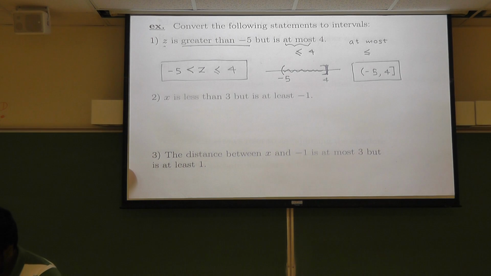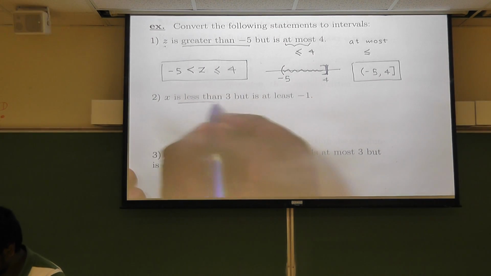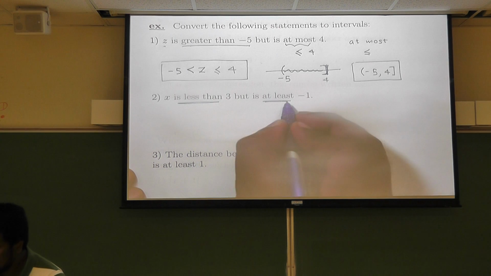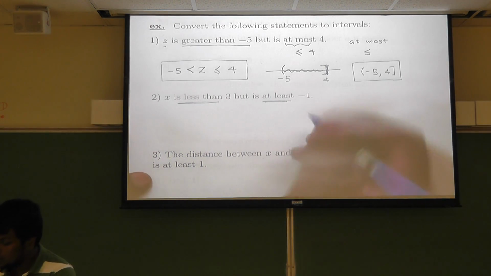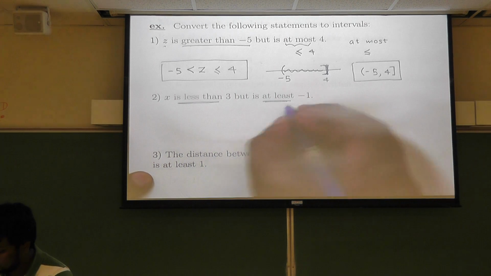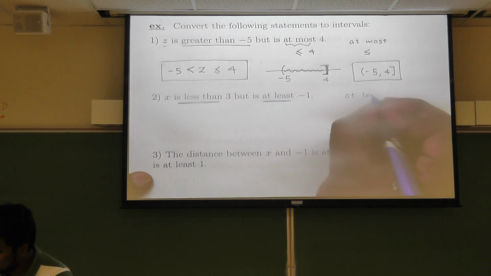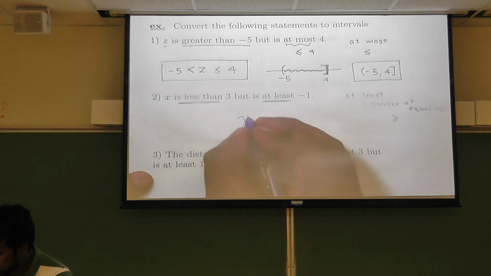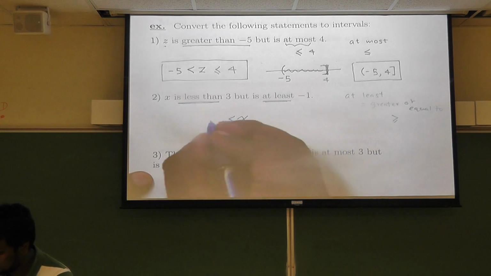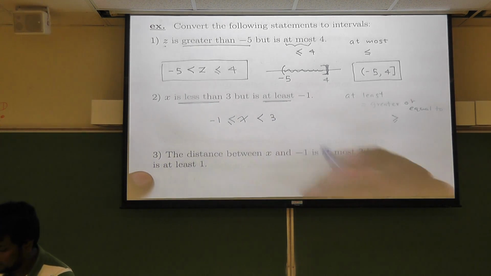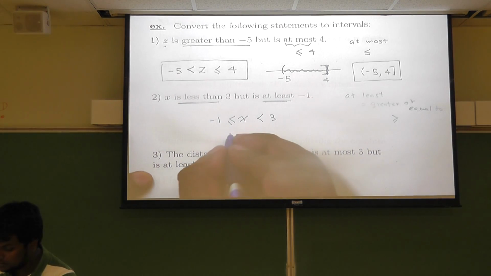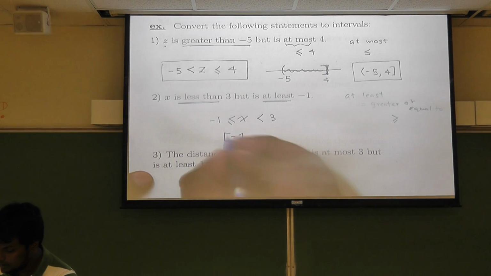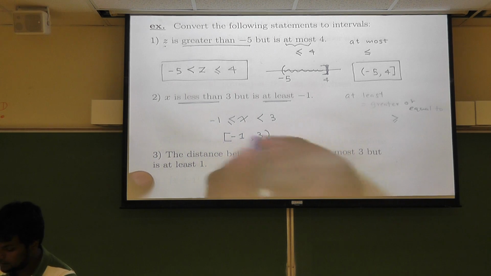One more example on that. x is less than 3. That's quite straightforward. At least, as we talked about in class, translates to greater than or equal to. So x is greater than or equal to -1, but less than 3. You can also use interval notation, and it's quite straightforward. It should be -1 in brackets and 3 in parentheses.